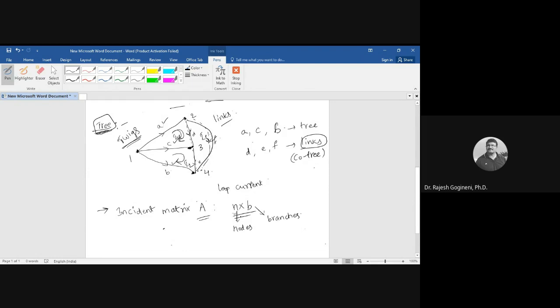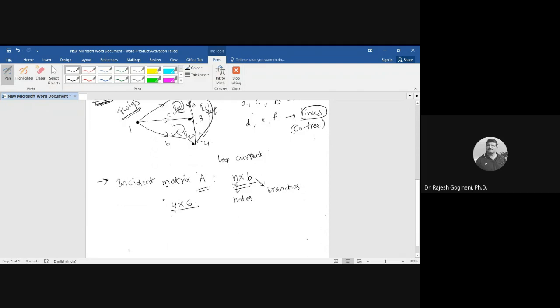That means the number of rows equals the number of nodes. For this graph, what is the size of the incident matrix? 4 by 6, right? There are 6 branches, A, B, C, D, E, F, and 1, 2, 3, 4 are the nodes. So 4 by 6 is the incident matrix size.